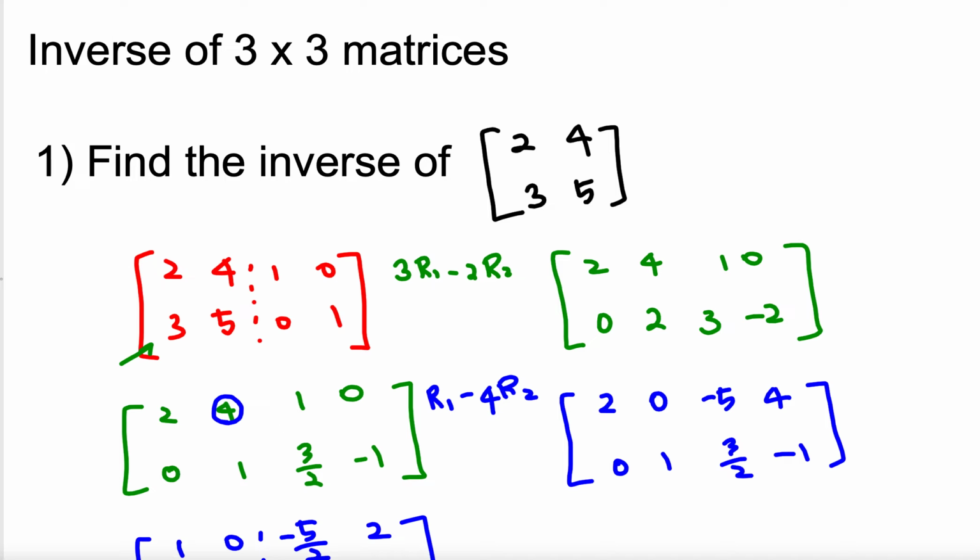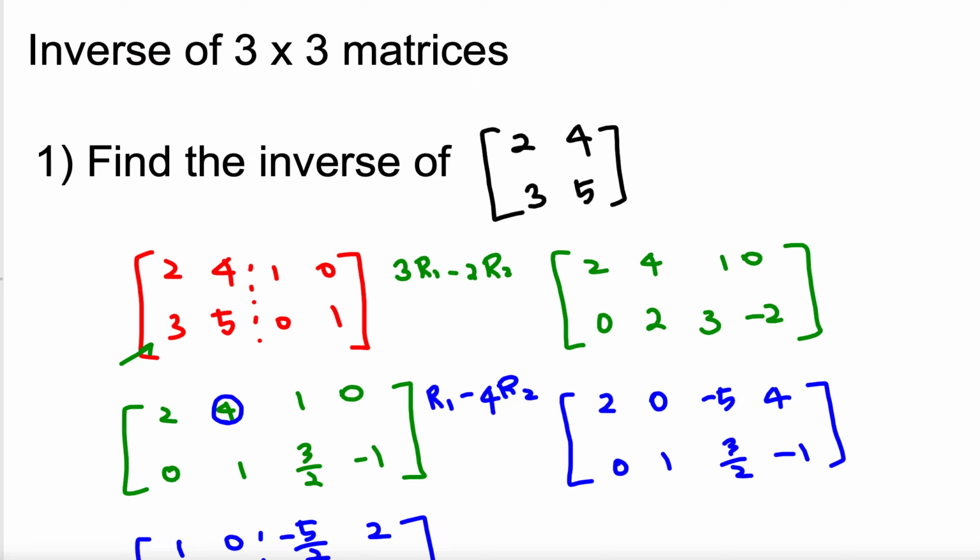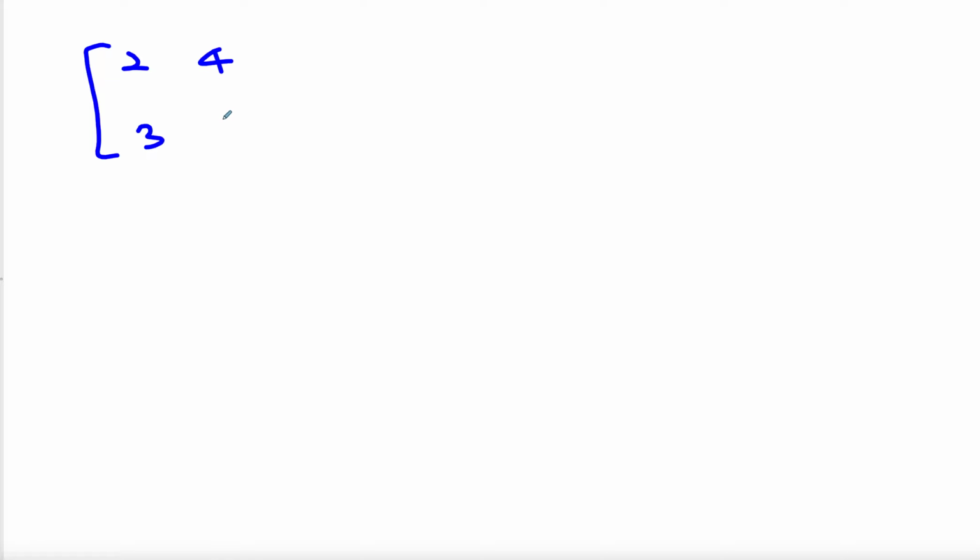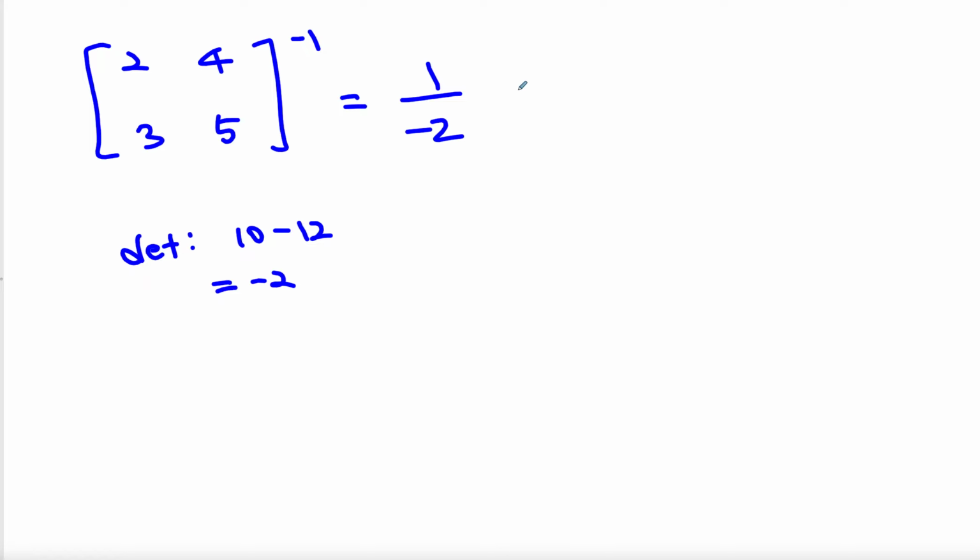So we have 2, 4, 3, 5. What I need to do is find the determinant. What is the determinant? That's AD minus BC. So we get AD, which is equal to 10, minus the other two numbers, which is 12. So we get negative 2. So I know that the inverse becomes 1 over negative 2. And these two numbers, I'm going to swap them, so 5 here and then 2 here. The other two numbers, we're going to negate.